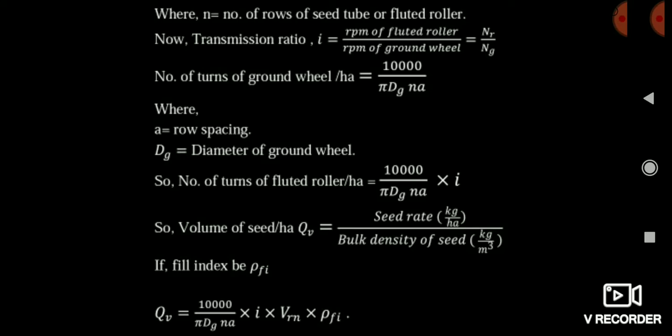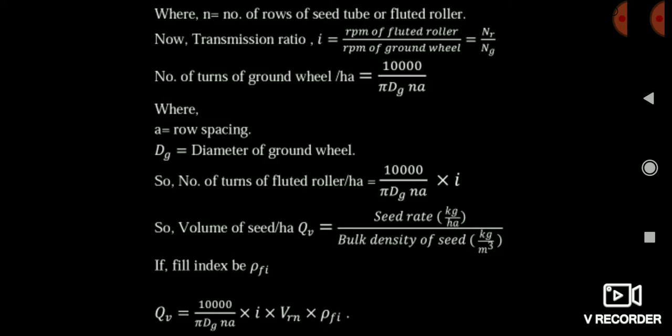Sometimes the fluted roller is also called as the rotor wheel. Means sometimes they have given the ratio I also can be written as RPM of rotor wheel divided by the RPM of ground wheel. So these are both the notations we are using for transmission ratio.